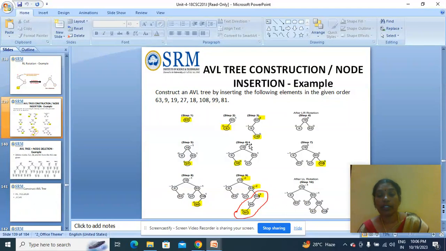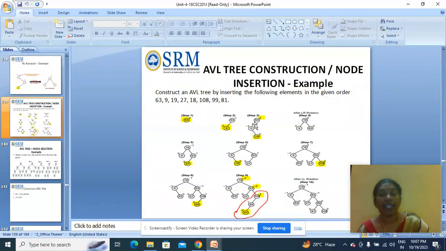Now check the balance factor for all the three nodes. For the 19, the balance factor is 0. For the 9, the balance factor is minus 1. For the 63, the balance factor is 2. So now these two nodes contain a valid balance factor, but the root node does not. So this is not an AVL tree because it violates the property of the balance factor.